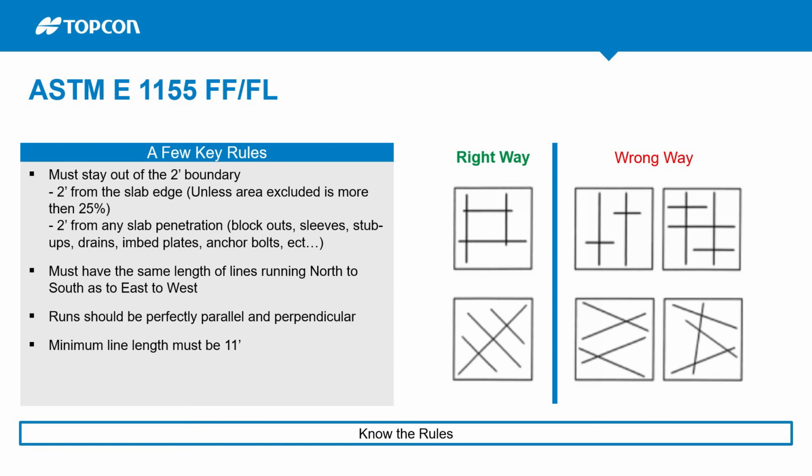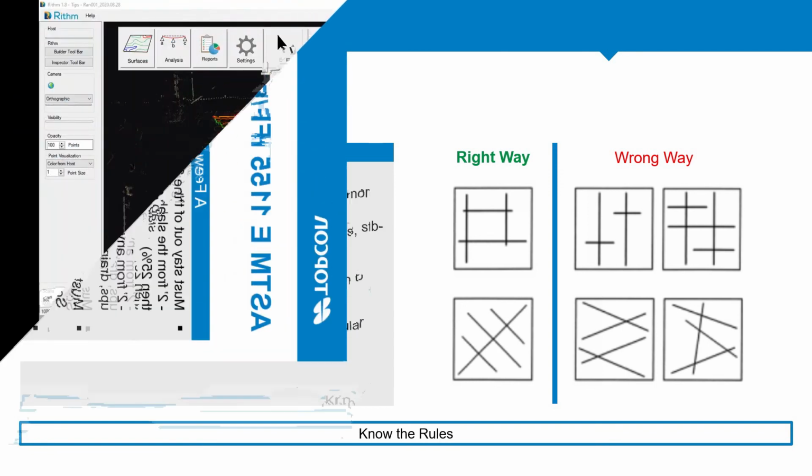The last big thing is the minimum length of the line has to be 11 feet. The reason for that is because of your FL. FL takes a minimum of 2 readings to get. And once you have that, then you can go in and do a legal report. So I want to show you guys what that looks like.